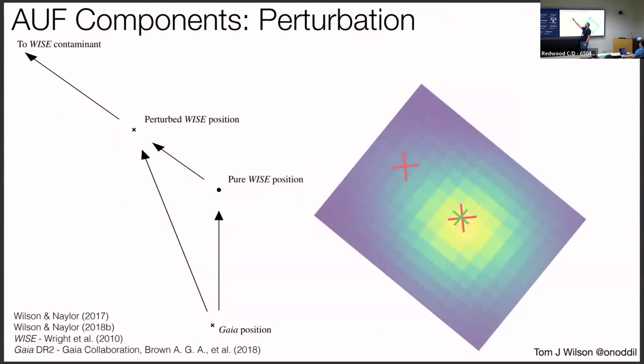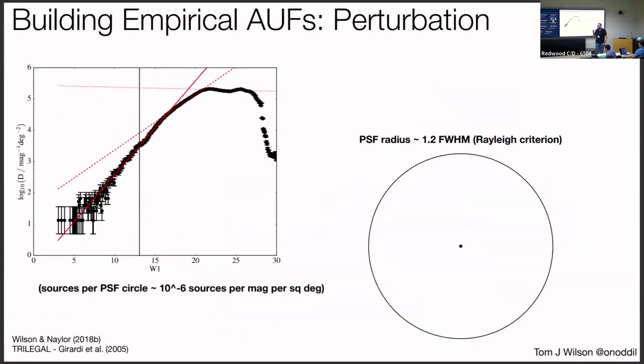So the contaminant is now off the screen to the top left, because I've rotated the image around, and it's caused an additional tug in the measured position. And what you can do with this is essentially simulate your entire sky. On the left-hand side here, I have, logarithmically, the number of counts per unit magnitude per unit square degree as a function of the brightness of the objects.